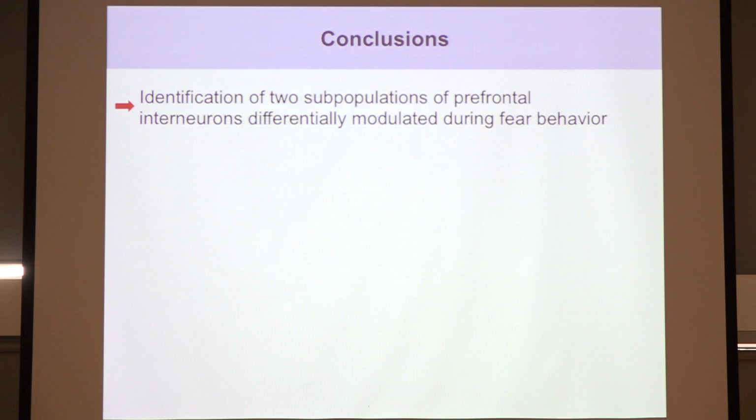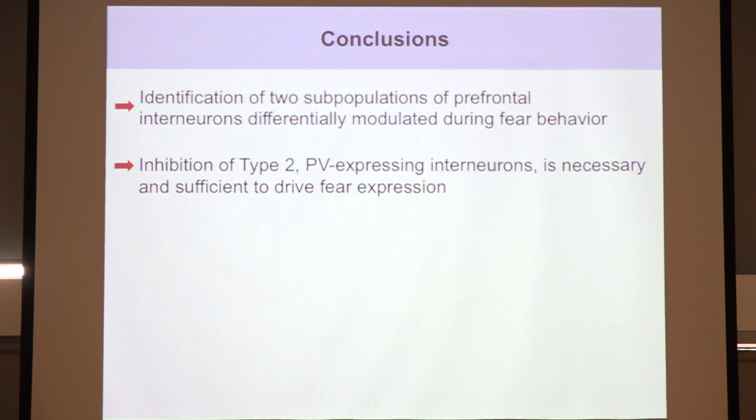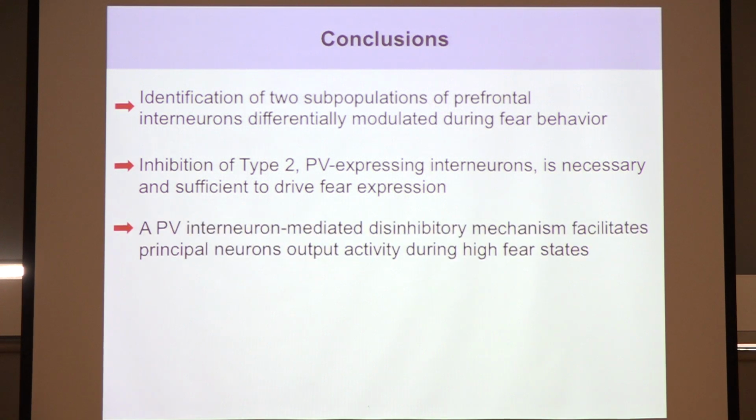So these are just the conclusions of this study: the identification of two populations of prefrontal interneurons that differentially modulate fear behavior. The inhibition of type 2 PV interneurons is necessary and sufficient to drive fear expression. We have described a disinhibitory mechanism that facilitates principal output activity during high fear states.